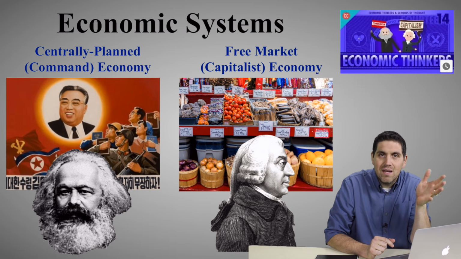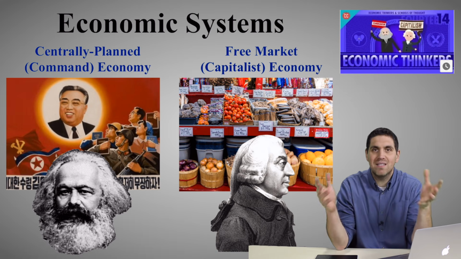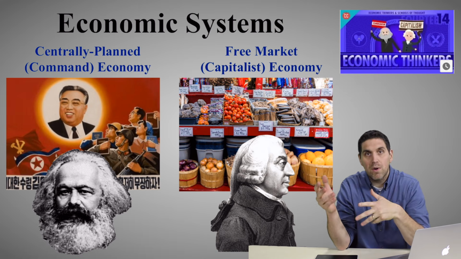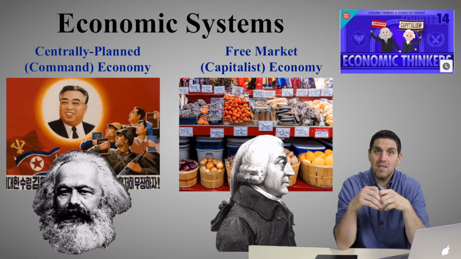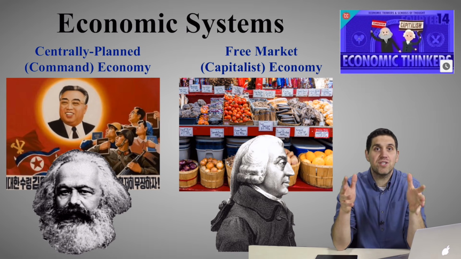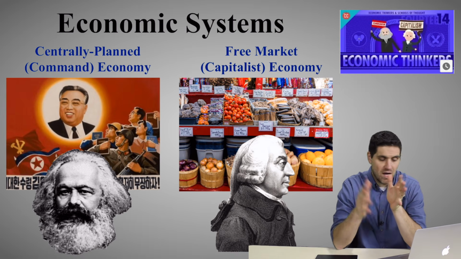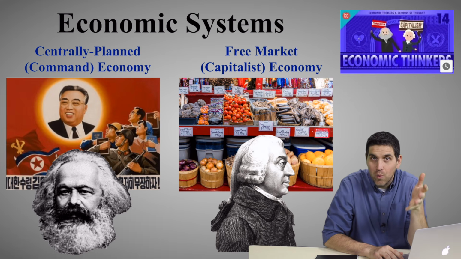Now, free market, or capitalist, economies come from the ideas of a guy named Adam Smith. He basically said, let individuals decide what to produce and how to produce it and who gets it, and let the market do it all. That's called capitalism. Your standard AP or college introductory course is going to talk about free market economies. They're going to focus on those because really that's what most of the world is doing.